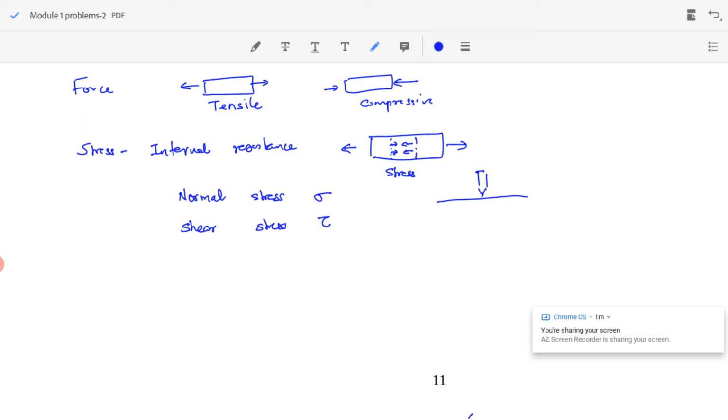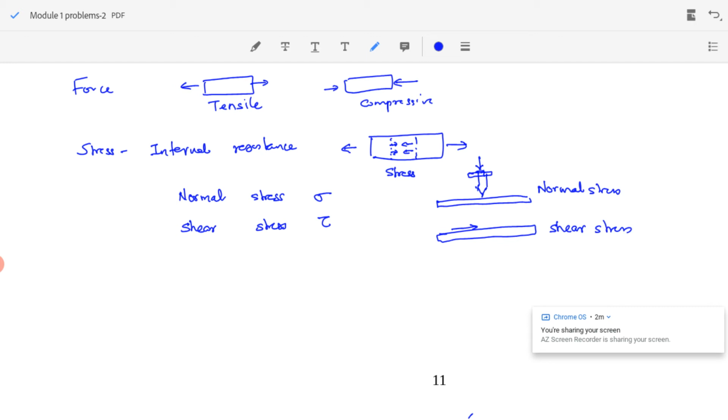For example, if you are piercing a nail into a surface, if I am using a hammer and applying the load to pierce the nail into this surface, I am applying a normal stress. If you are using a sandpaper or a planing job on this surface, to roughen the surface, then I am applying shear stress on the surface.